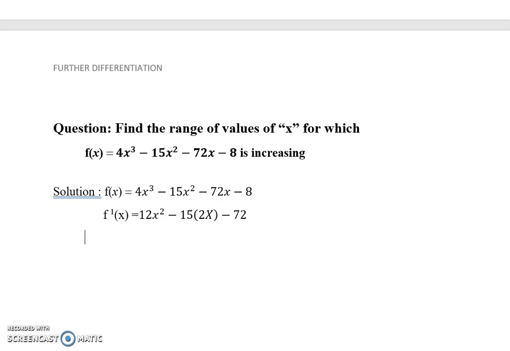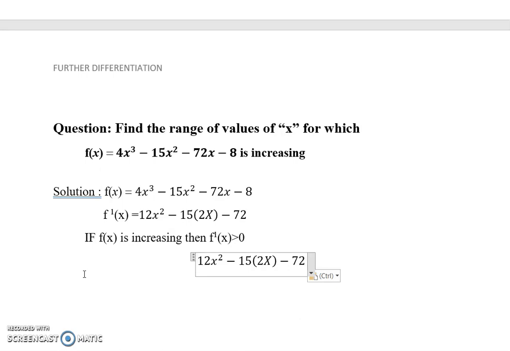Then we know that if f of x is increasing, then f dash of x is greater than 0. So if f of x is increasing, then since we know that this is greater than 0, this value should be greater than 0. Now I'll just copy that and put it here. So this value should be greater than 0.